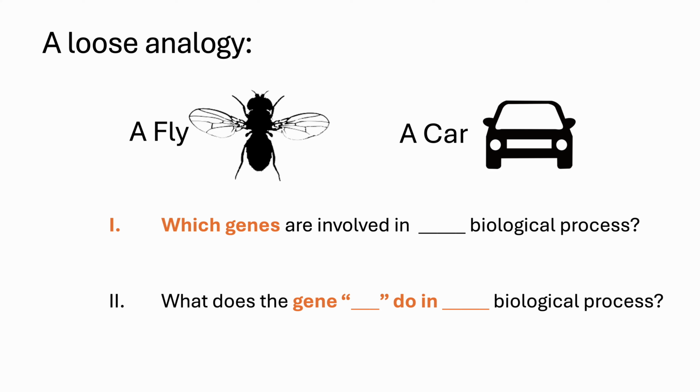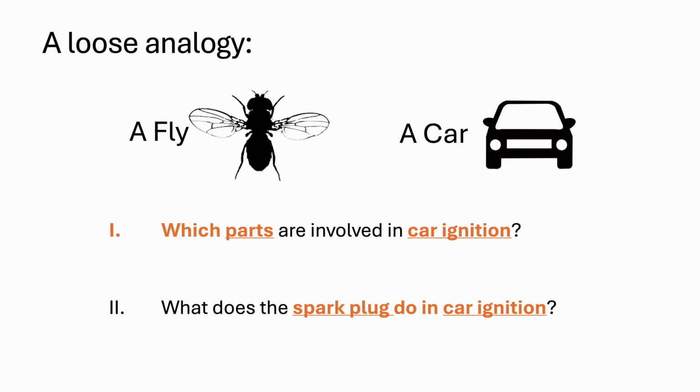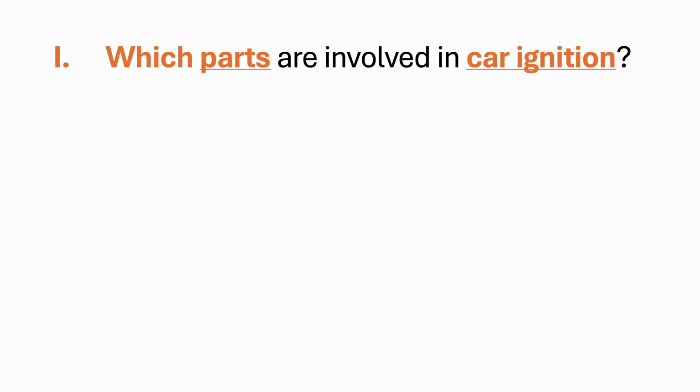It starts, I can change gears, I can move it, but I cannot turn it, so it's possible that the steering wheel has something to do with steering. It's a very, very loose way of putting it, but this is to get you acquainted with what it means to be using Drosophila as a tool. So in terms of a car, we can ask, instead of what genes are involved in what process, which parts of a car are involved in car ignition, or what does a spark plug do in car ignition. Very, very specific, right?